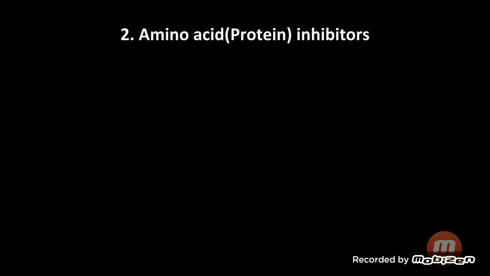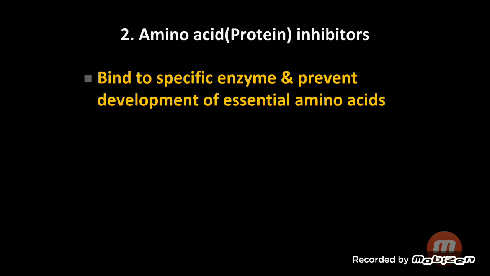Second one is amino acid or protein inhibitors. We all know that amino acids are the building blocks of proteins. Proteins are developed from amino acids. Proteins are essential for multiplication of cells and growth of plants. So, specific herbicides are there. Some herbicides bind to a specific enzyme and prevent development of essential amino acids.